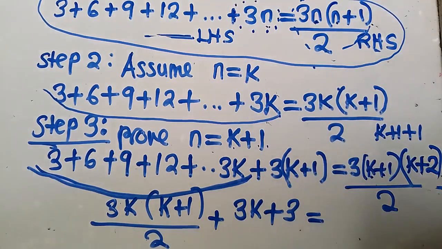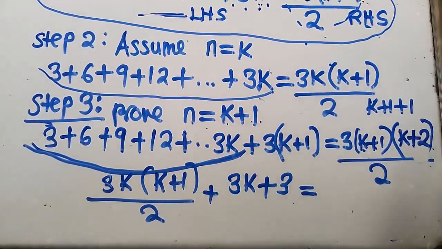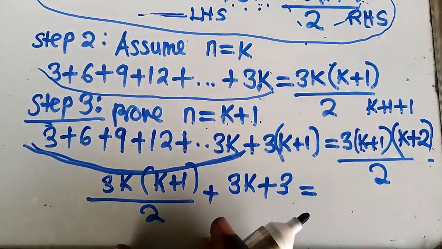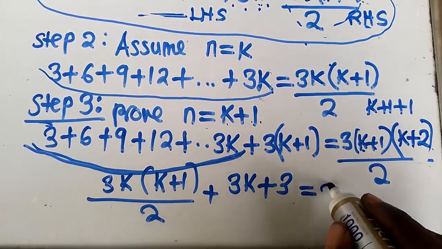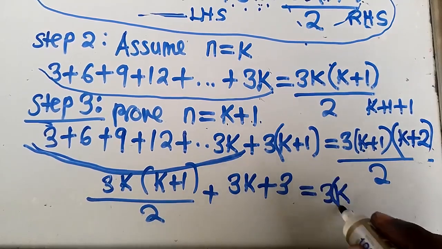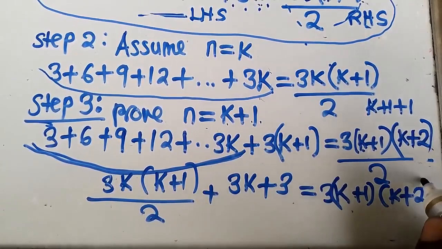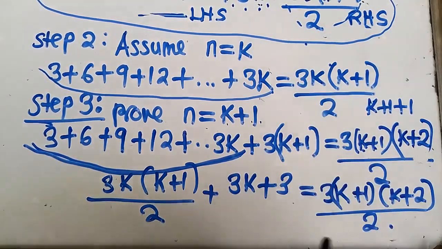So I'm proving by mathematical induction. This is what I'm doing. So I want to prove that this thing on my left should be equal to this expression on my right hand side. So I'm going to say this is 3, then k plus 1 like this, then k plus 2 like this. Then everything over 2. I've got these two expressions.